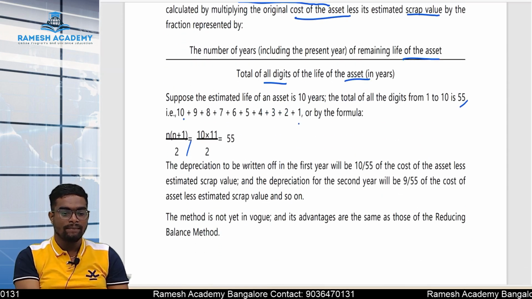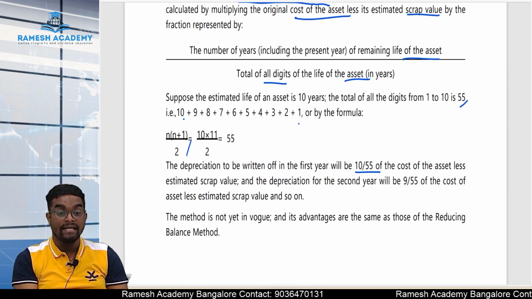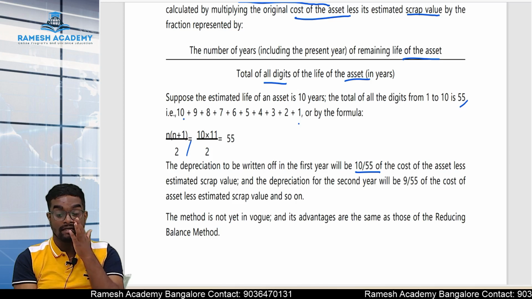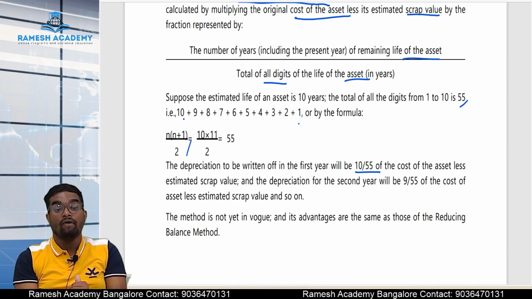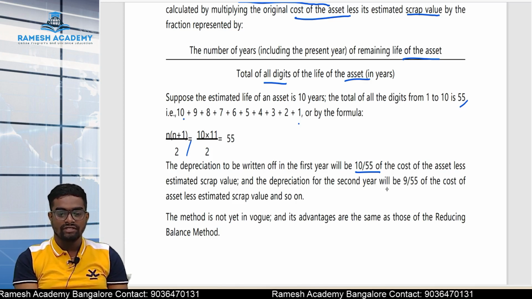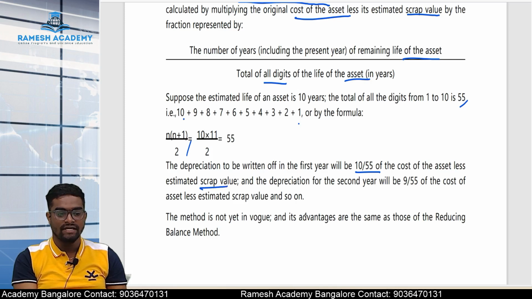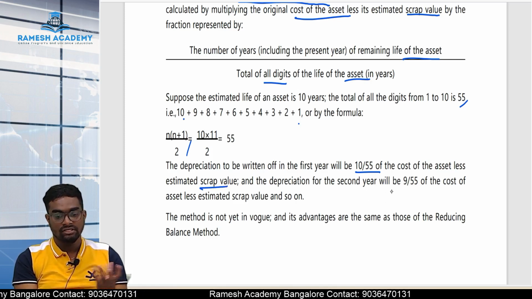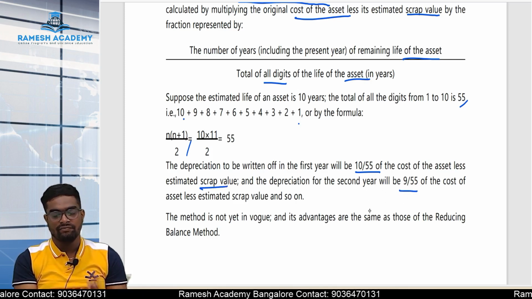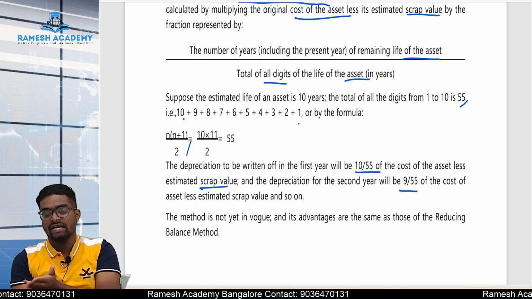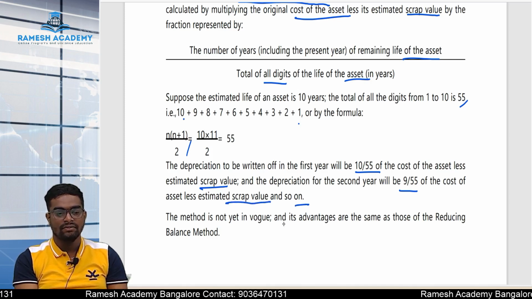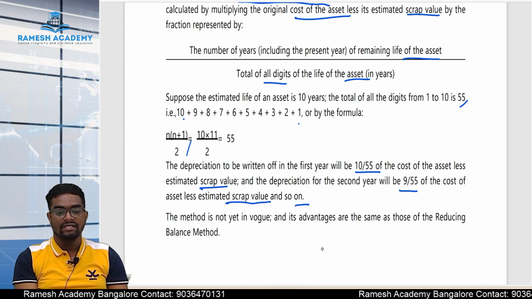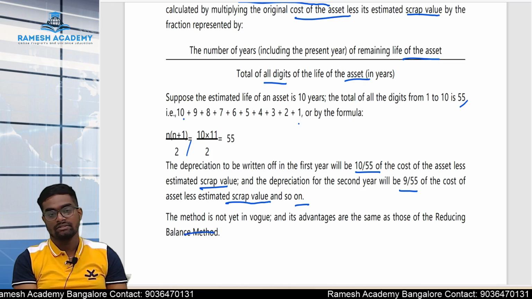The depreciation to be written off in the first year would be 10 by 55. Remaining life is 10 years including the present year. So if it is including the present year, what is the life of the asset? 10 years, of the cost of the asset less the estimated scrap value. And the amount of depreciation for the second year would be 9 by 55, because including the present year we have 9 years remaining, of the cost of the asset less estimated scrap value, and so on. This method is not much in vogue, and its advantages are the same as reducing balance method only.